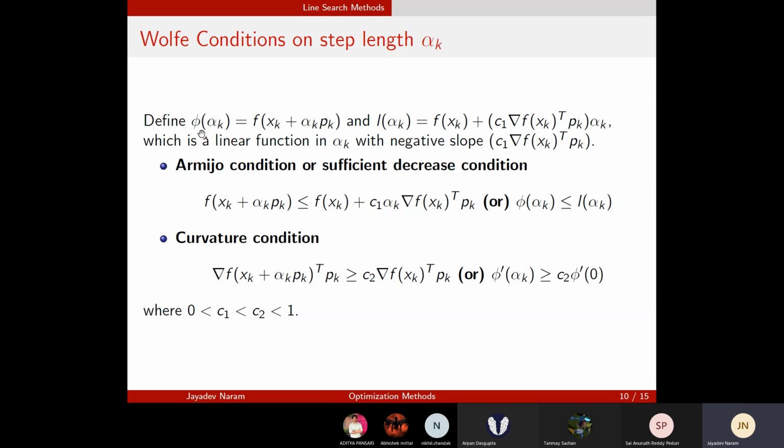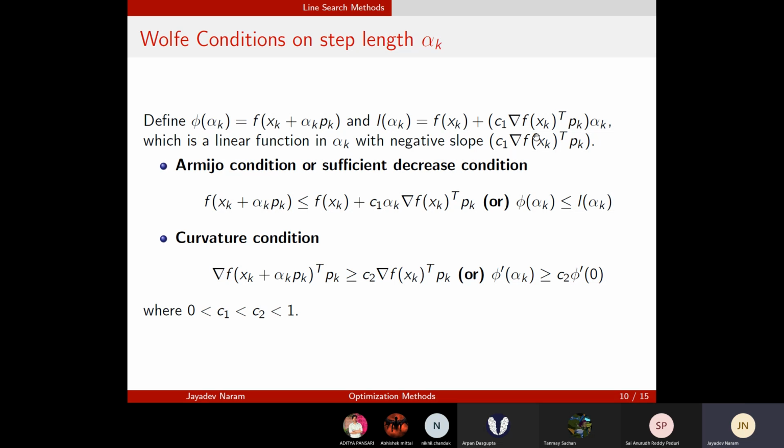So first define phi of alpha k to be f of xk plus alpha k pk. So this is just the function value along the ray. So this is a function in one dimension. Only alpha k is a variable. So phi is the function value along the ray, and we define it to be this function L of alpha k. Here, if you see, our variable is alpha k, and xk and pk are all constant.